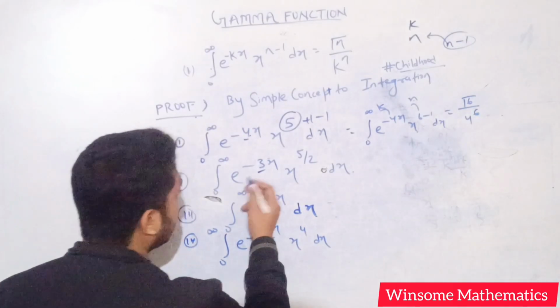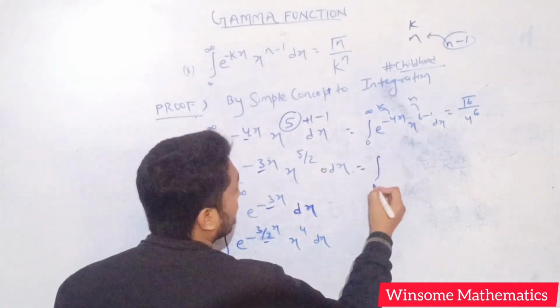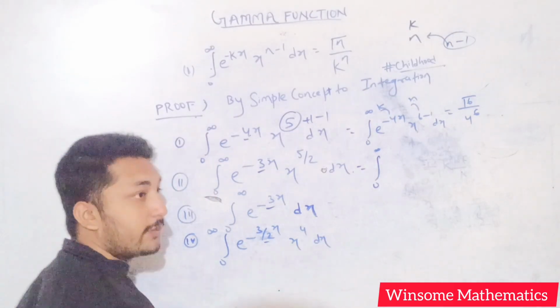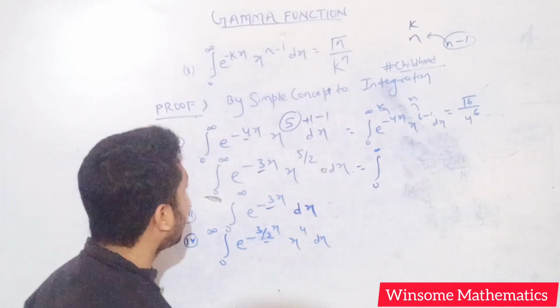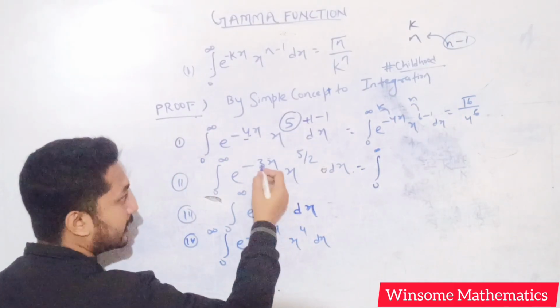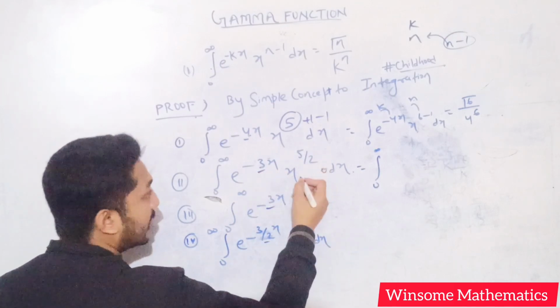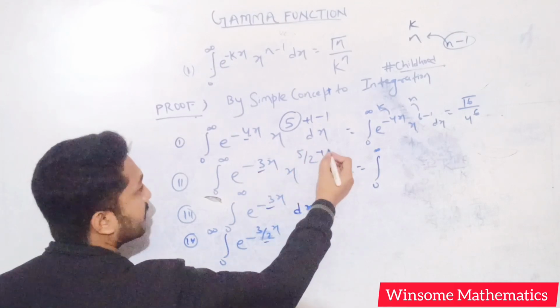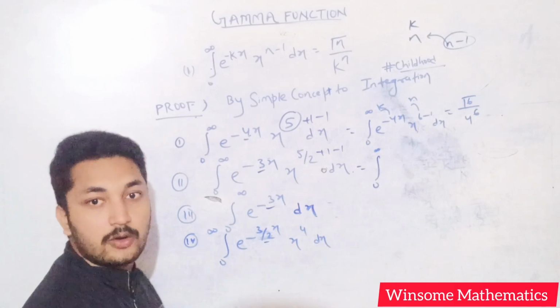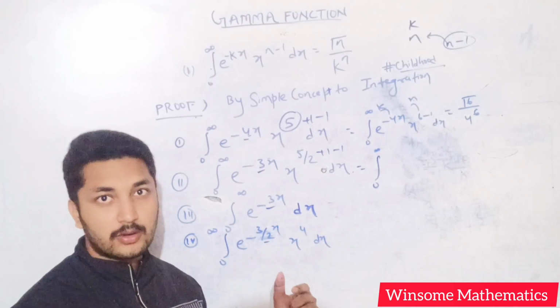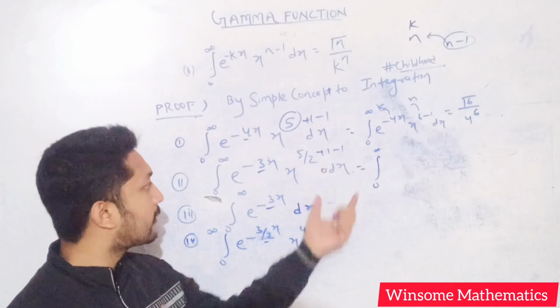Now this question, you must try to solve it before me. First try to solve it. Simply k is 3 here, and for n, simply do plus 1 minus 1. No need to worry, no need to think. Just simply do plus 1 minus 1.